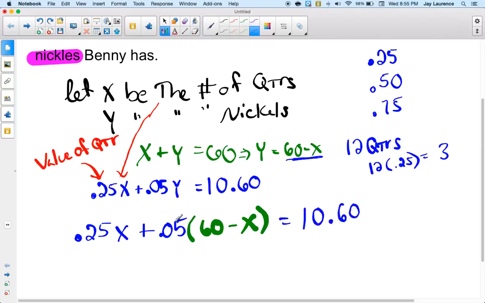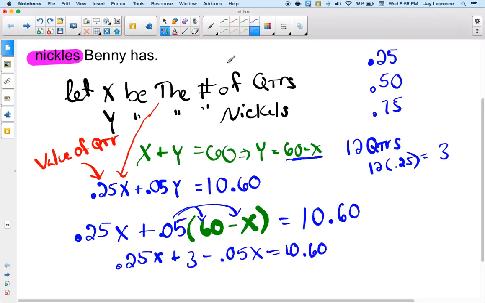So now I'm going to distribute here, right? And so I'm going to get 25 hundredths x plus 5% of 60. Well, 10% would be 6, so 5% would be half of that, which is 3. And then that would be minus 5 hundredths x. And that'll equal $10.60.